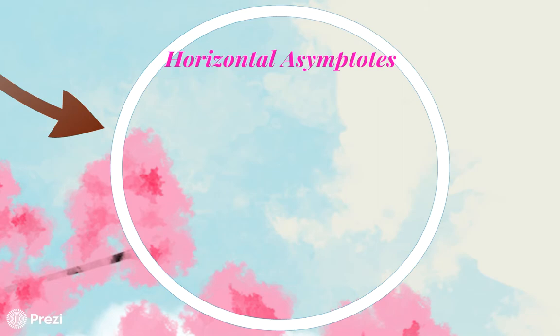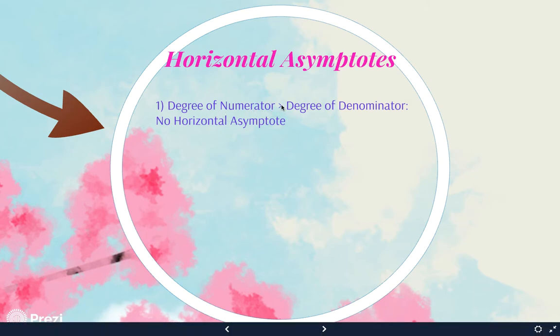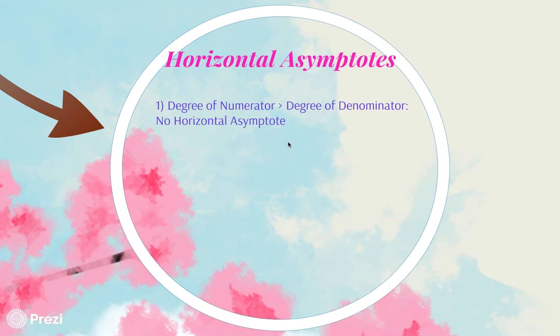So we have 3 rules. There's only 3 possibilities for a horizontal asymptote. The first possibility: if the degree of your numerator is greater than the degree of your denominator, there will be no horizontal asymptote. You will not have any horizontal asymptotes, which is sad because we always want our graphs to have horizontal asymptotes, right?